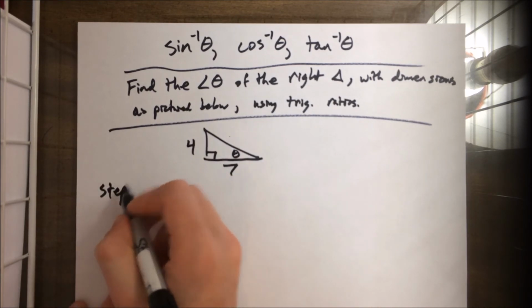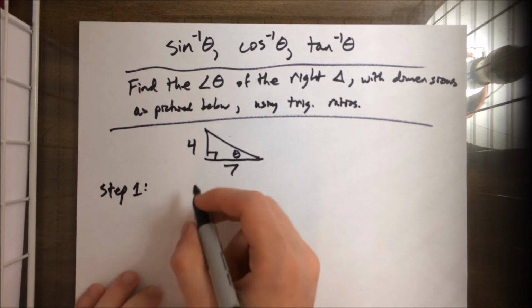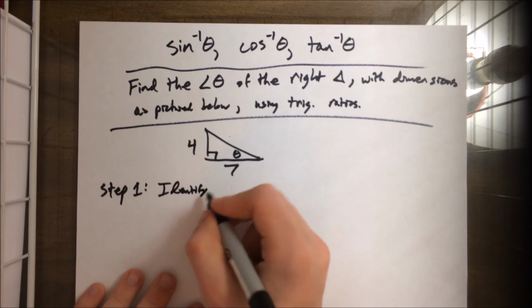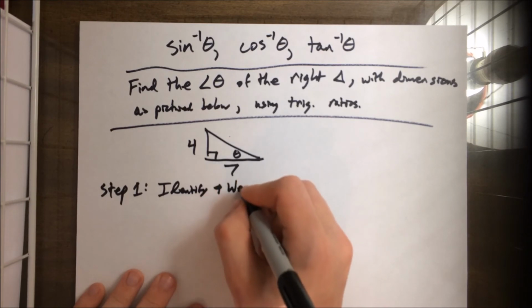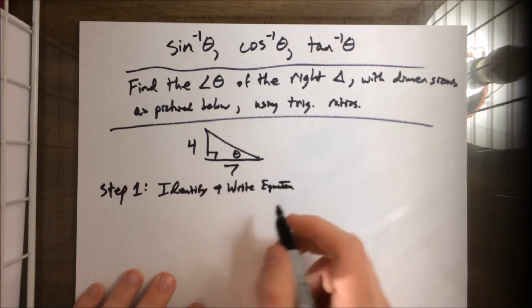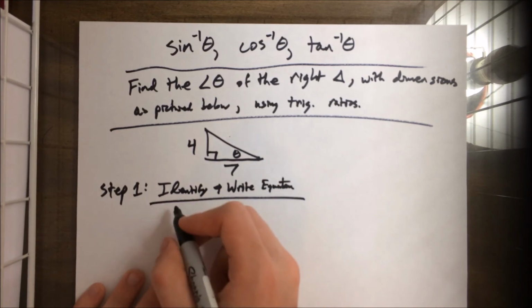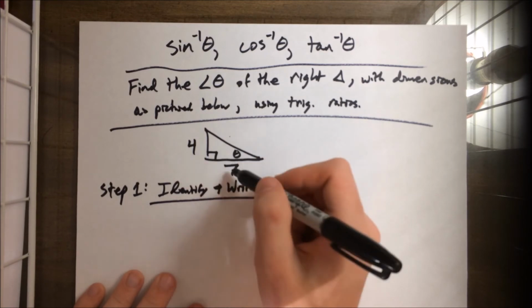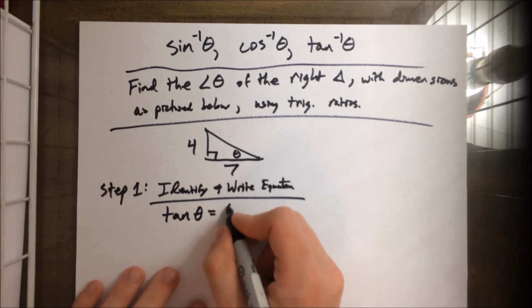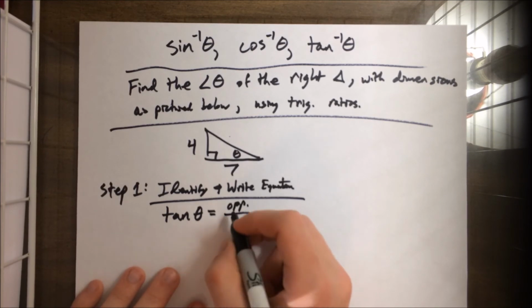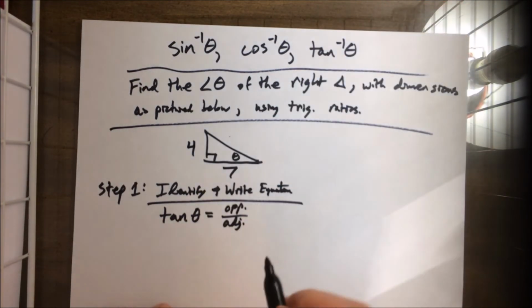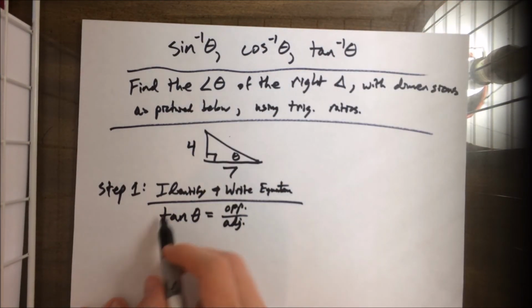So for step 1, we're going to identify and write the equation. Because it's opposite over adjacent, we have tangent of theta equals opposite over adjacent. Now you don't use the inverse yet, you'll use that in a second. For now you just use regular tangent.